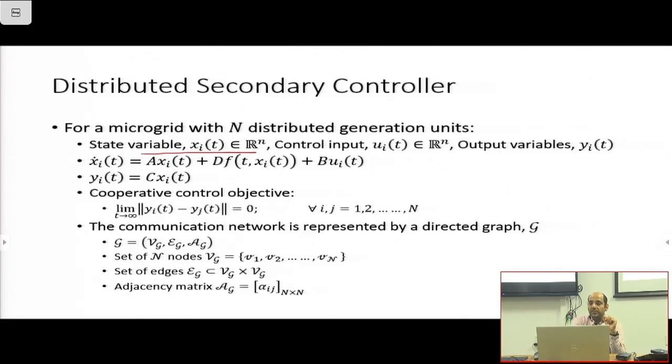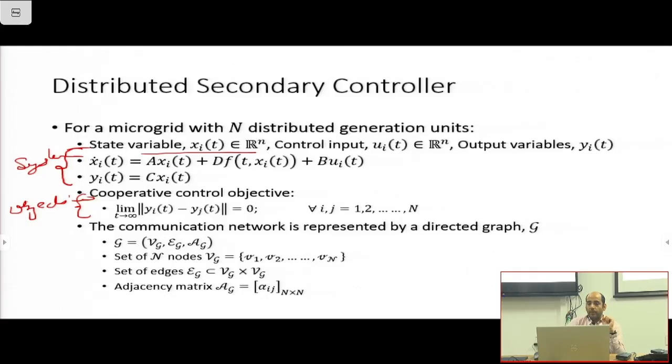How do we achieve this? So what I have done here is, this represents your system. Okay, this represents your objective. For this system, we have to have this objective. How will we do it? Then we will go for graph theory.